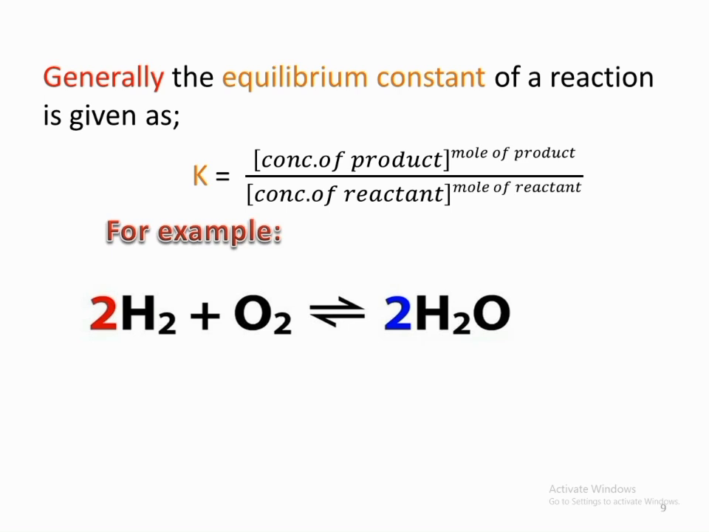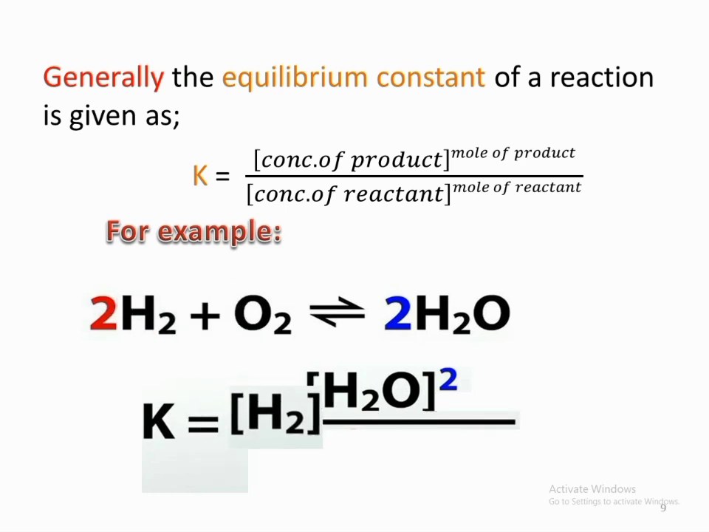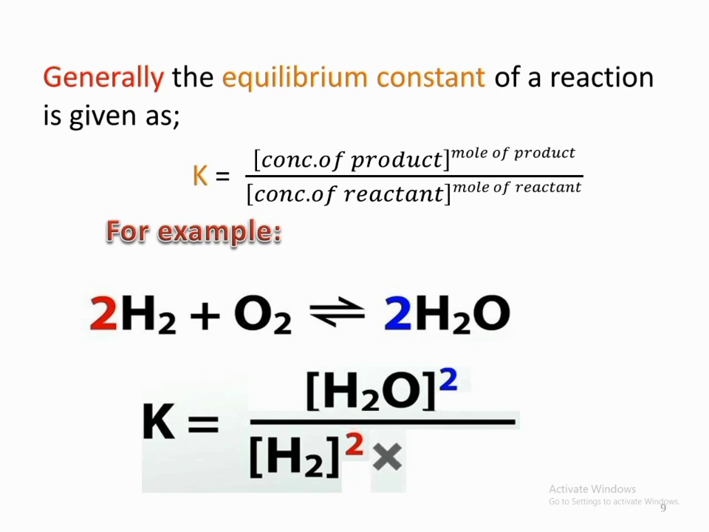To write this equation, remember you have to follow the formula, and the formula is very simple. It says that K is the concentration of product divided by the concentration of reactant raised to the power of their individual moles. So K is going to be equal to the product, here water, divided by the reactants. What are the reactants? Hydrogen and oxygen. So it is the concentration of product raised to the power of the mole of product, of course the mole of water is 2, divided by the concentration of the reactant, hydrogen, raised to the power of its mole, which is 2, multiplied by the concentration of oxygen raised to power 1.